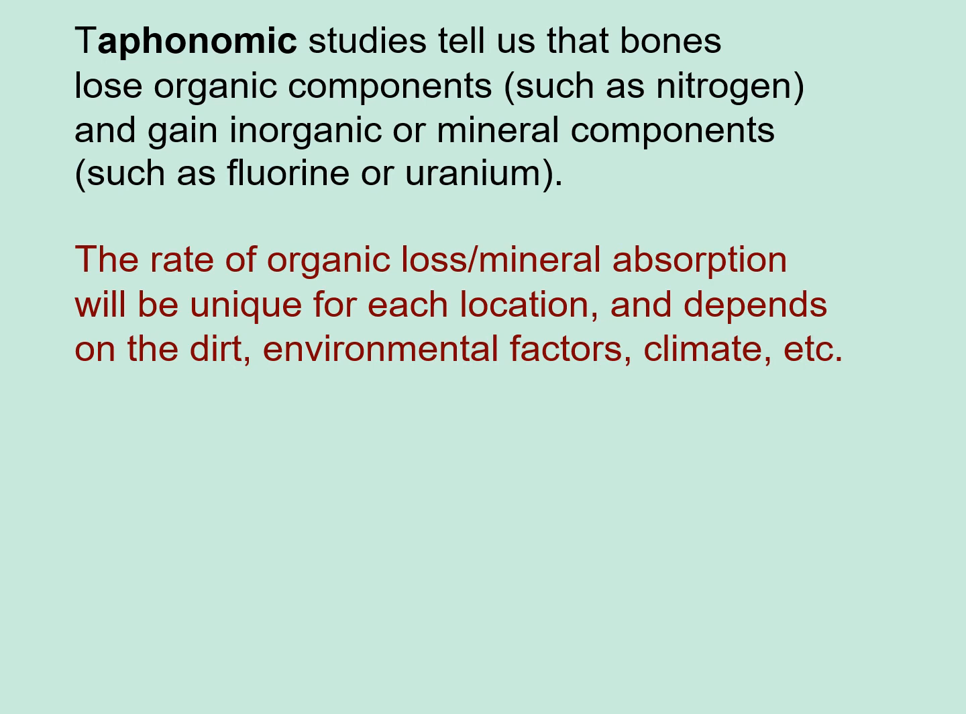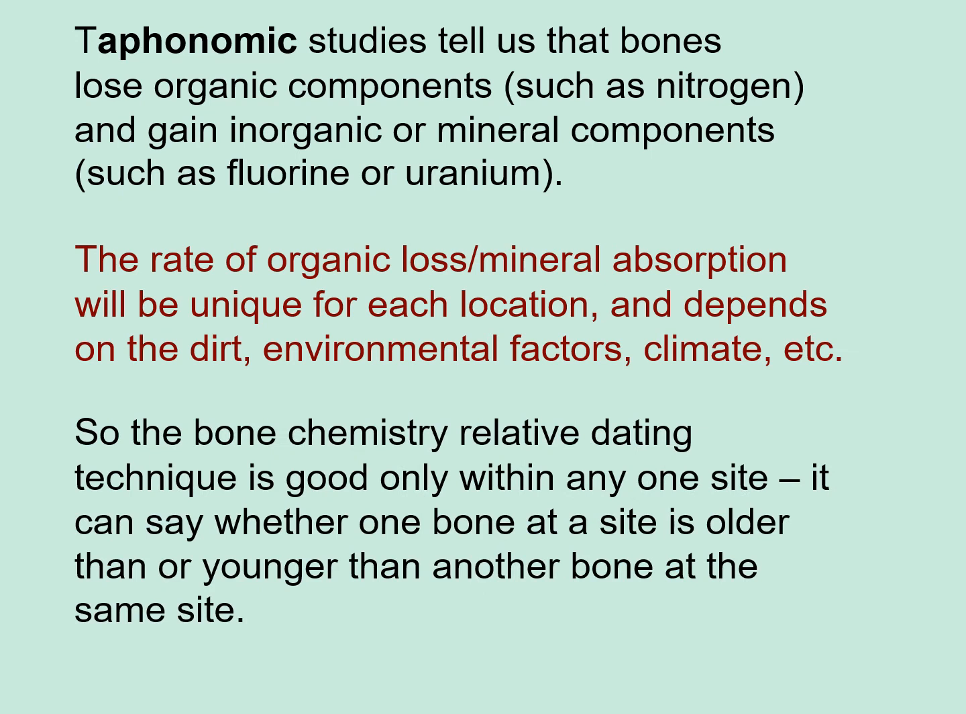Taphonomic studies tell us that bones lose organic components, such as nitrogen, and gain inorganic or mineral components, such as fluorine or uranium. And the rate of the organic loss and the rate of mineral absorption will be unique for each location, because each location has a different kind of dirt, different environmental factors, different climate, and so forth. So the bone chemistry relative dating technique is good only within any one site. It can tell you whether one bone at a site is older than or younger than another bone at the same site.